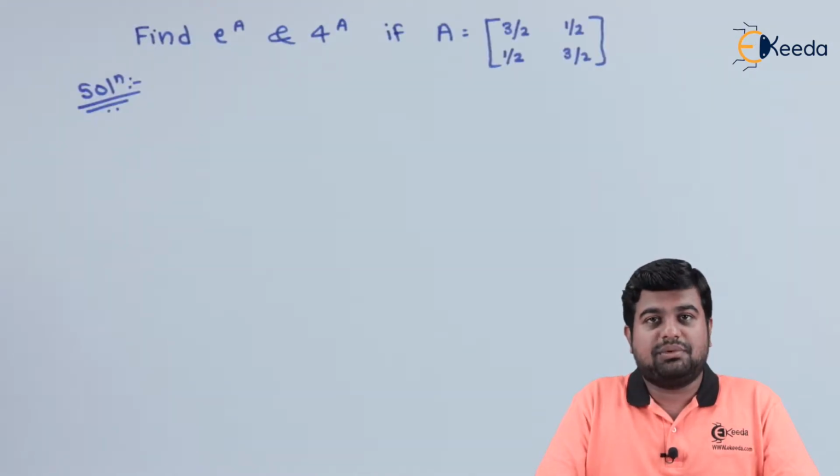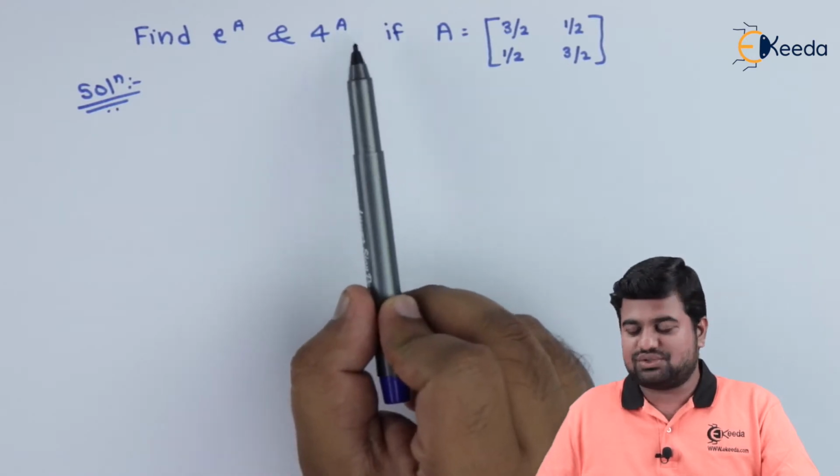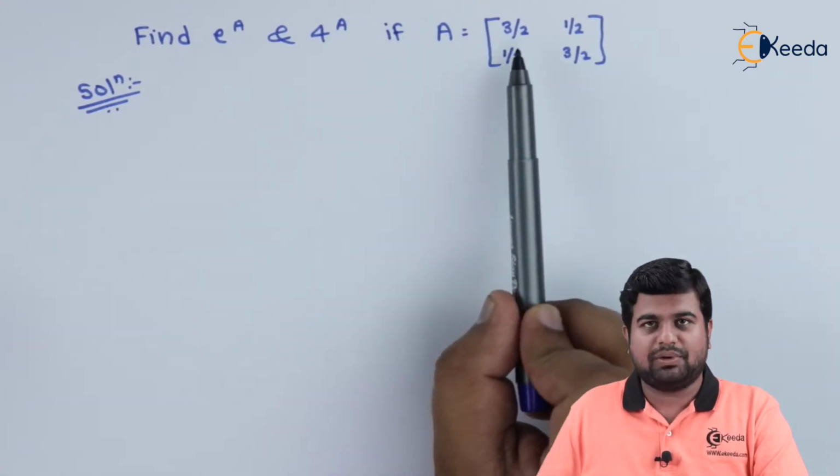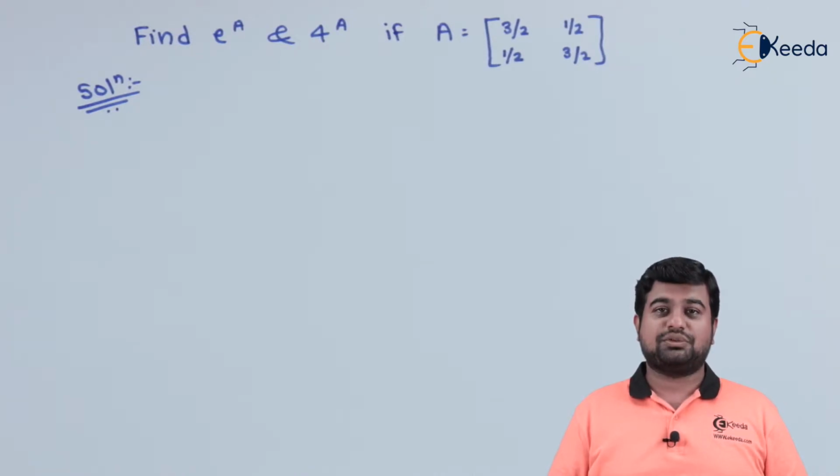So we have a problem over here. Find e raised to A and 4 raised to A if A is equal to the 2 by 2 matrix with rows 3 by 2, 1 by 2 and 1 by 2, 3 by 2. We have never calculated the exponential, that is e raised to matrix A. We have never calculated tan of any matrix A. So in this particular problem, we are going to focus upon how to do it.